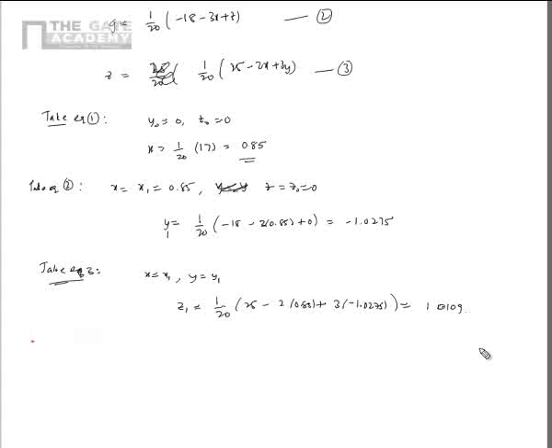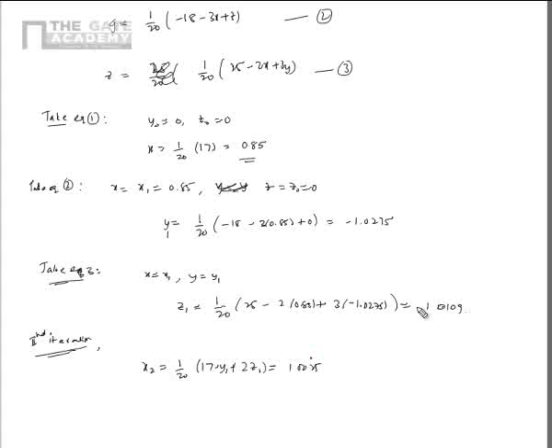1.0109. Now let's use the second iteration. So this was the first iteration. Let's do the second iteration. So similarly, x2 will be 1 by 20 times 17 minus y1 plus 2z1, which if I calculate I get 1.0025.